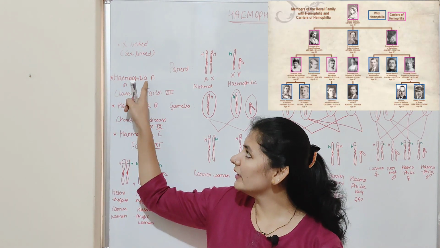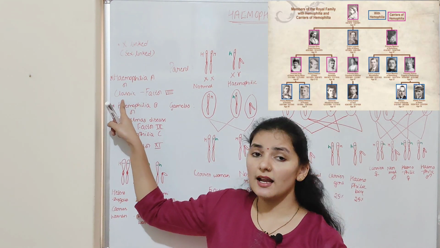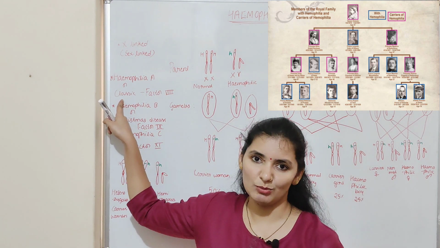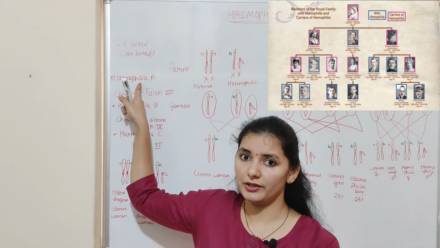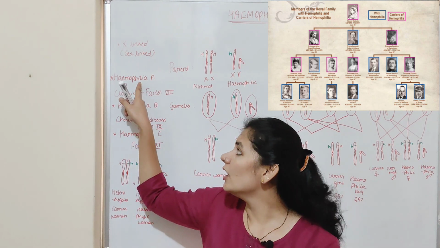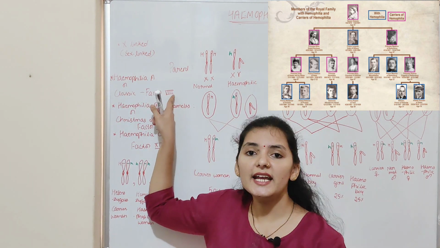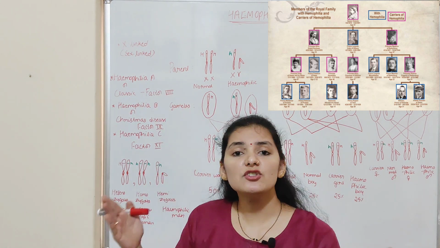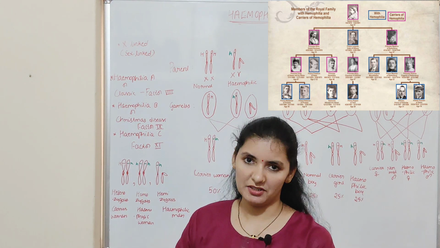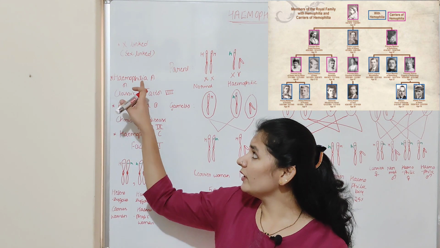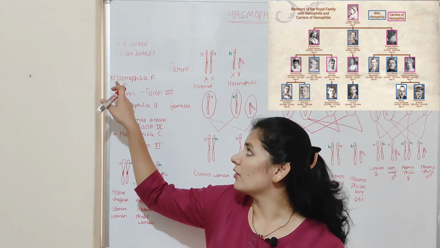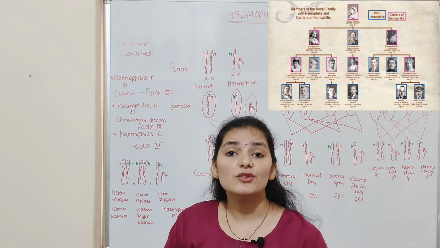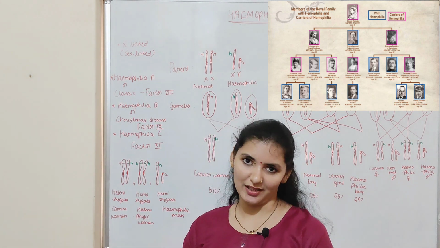First one is Haemophilia A. It is also called classic or classical hemophilia. Haemophilia A is a very common type of hemophilia, and in this individual a protein called factor VIII is lacking out of the series of proteins involved in the blood clotting mechanism. Haemophilia A was found in Queen Victoria's family, because of which it is also called royal hemophilia.